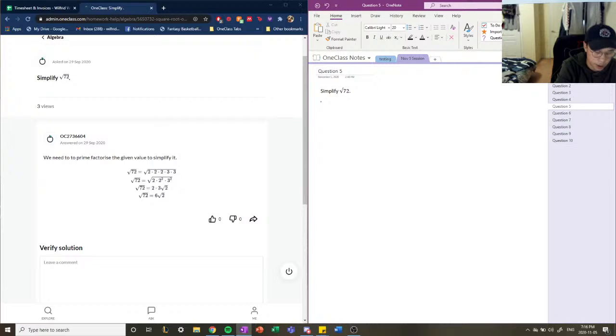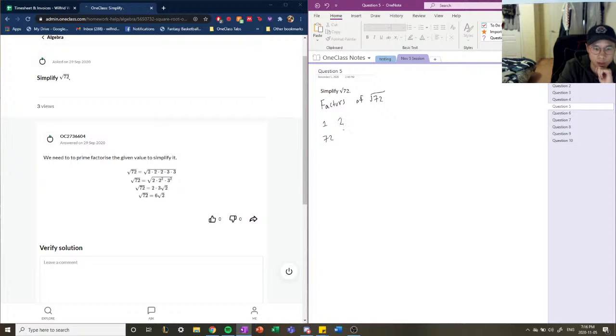So let's look at the factors of 72 here. We have always 1 and 72. And if you guys aren't aware of what a factor is, a factor is basically the numbers that you multiply together to get 72. For example, if you multiply 72 times 1, you get 72. What else is a factor of 72?